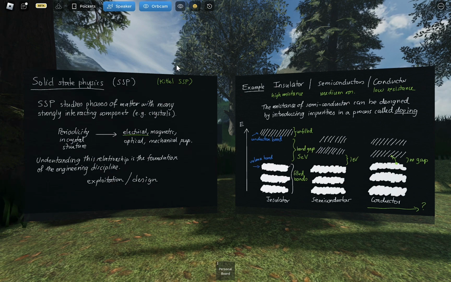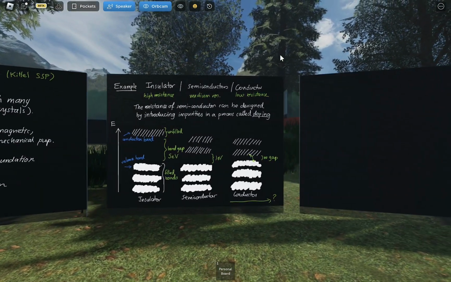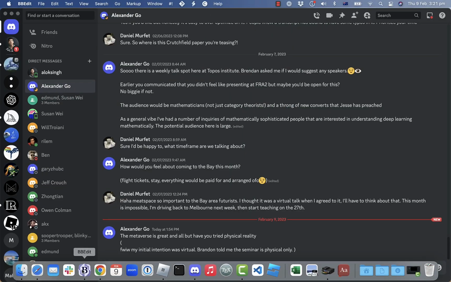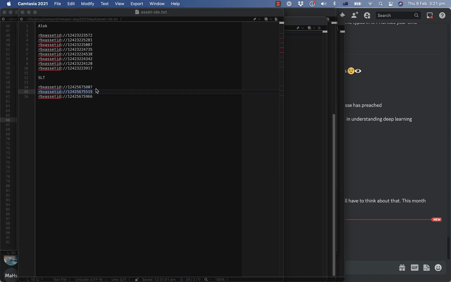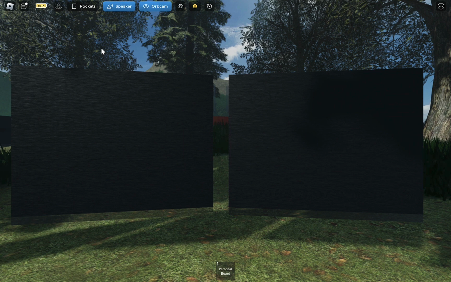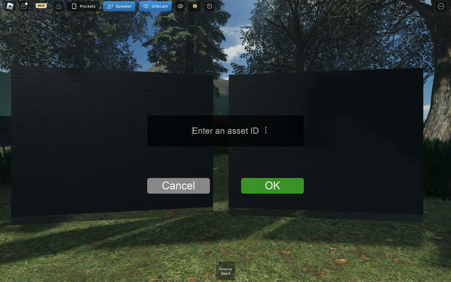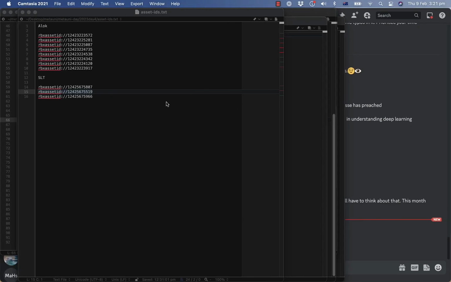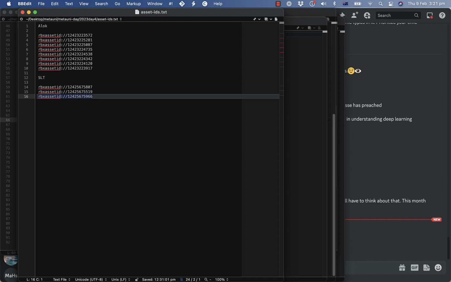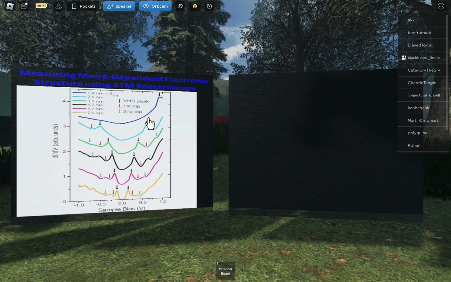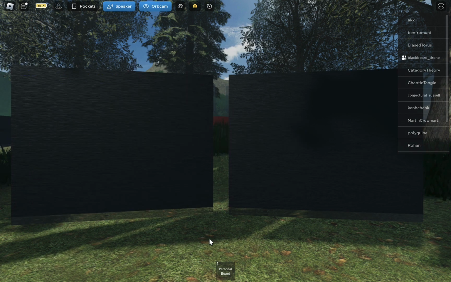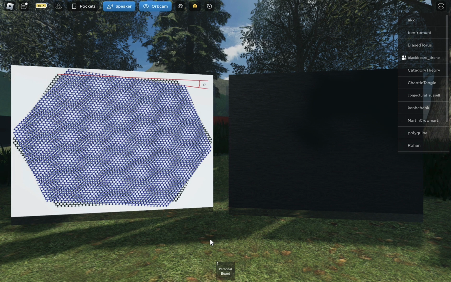Okay, so my next example is twisted bilayer graphene. Let me see if I can get up a picture. Just one moment. So this is very cool. Wrong one. Bear with me. So I imagine some of you have seen the press around this before. Yeah, here we go.